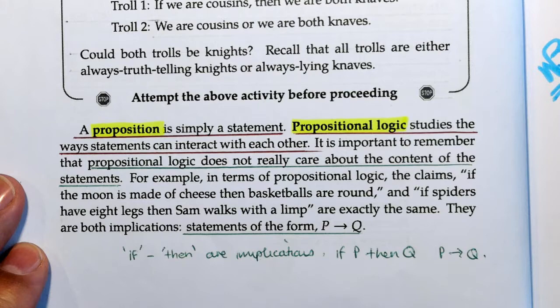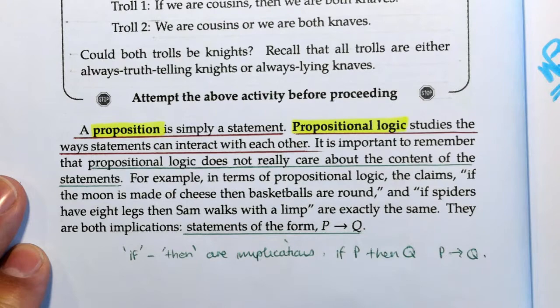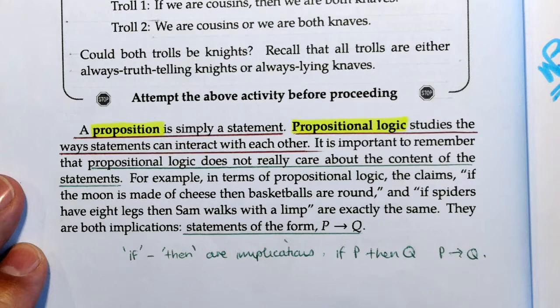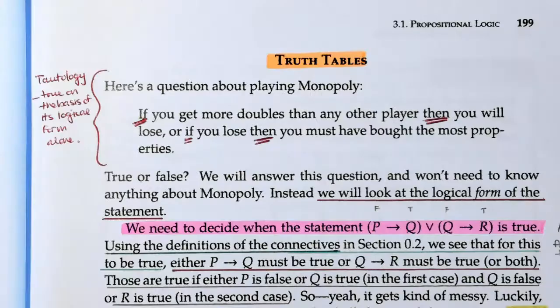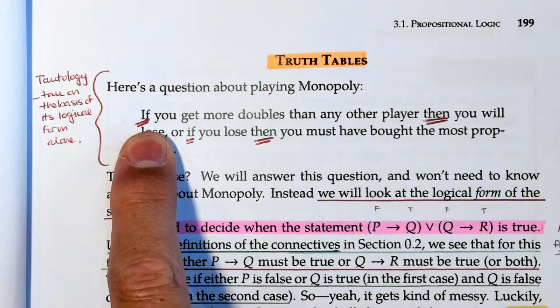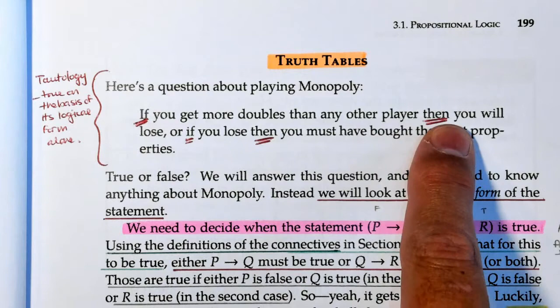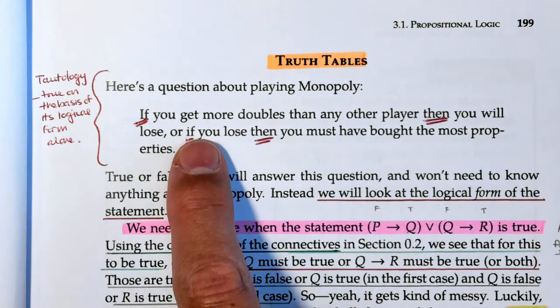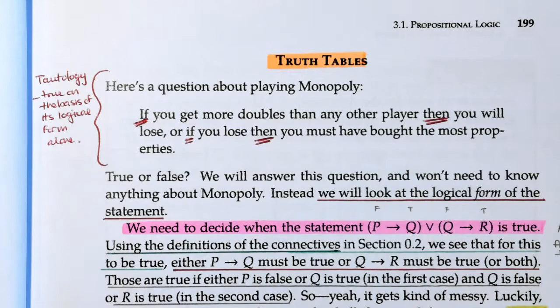Well, a tool we're going to use from now on is the tool we used at the beginning of the semester, the truth table. Okay, here's a question about playing Monopoly. If, notice the language, if you get more doubles than any other player, then you will lose. Or, if you lose, then you must have bought the most properties. That's talking about the game of Monopoly. This is called a tautology. A tautology is true on the basis of its logical form alone. Okay? Is it true or false, the above? We will answer this question and won't need to know anything about Monopoly.